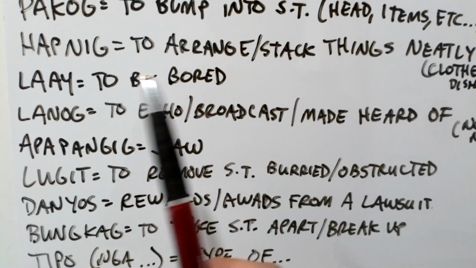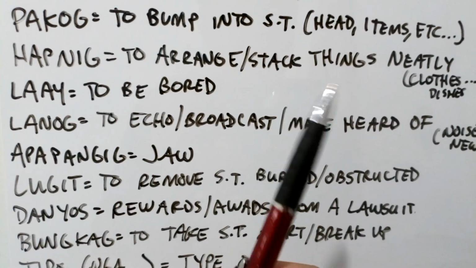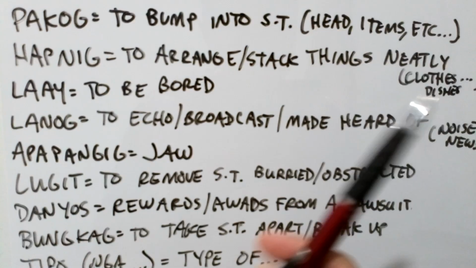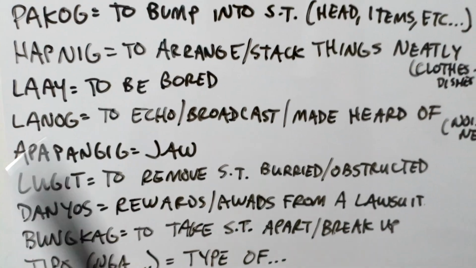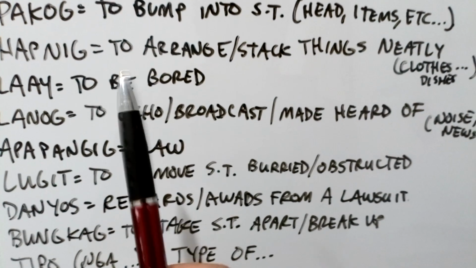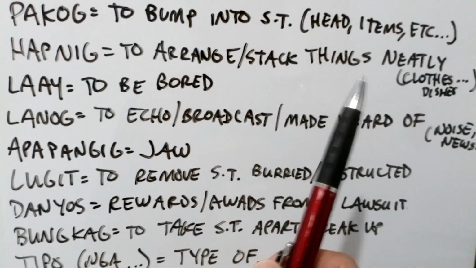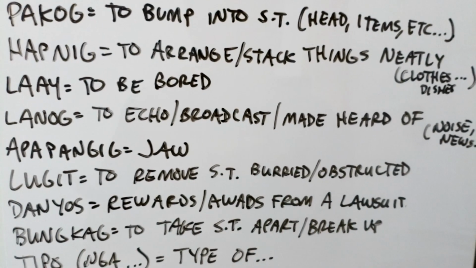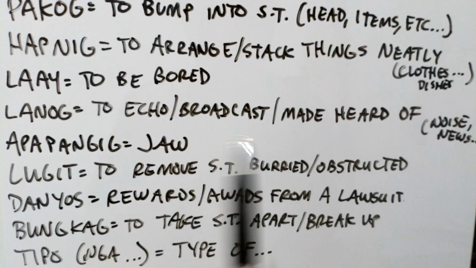Hapnig, right? Hapnig means to arrange or stack things neatly. So you can use this for, for example, clothes or dishes, like you're just stacking and arranging them. So clothes, you're stacking them flat and in an order. The key word is there's an orderly arrangement to how you're stacking all of this. So if I folded all my clothes and I'm stacking them flat out, hapnig would be the verb I can use.